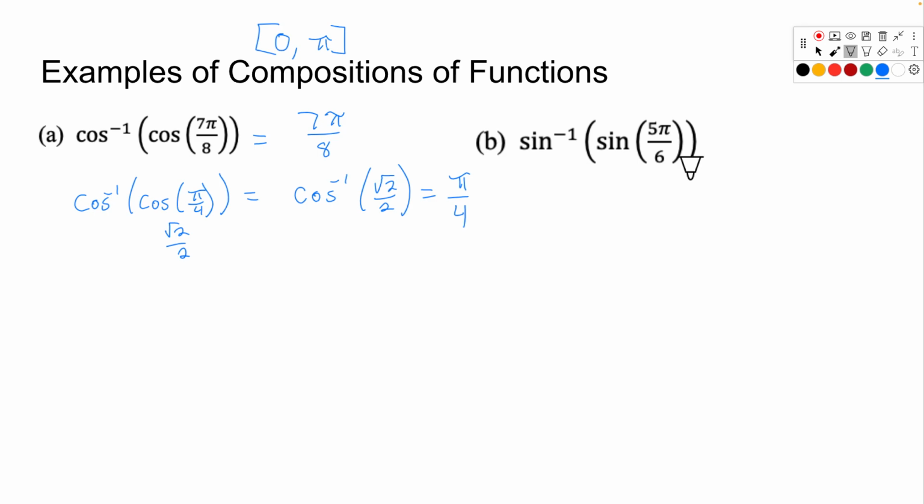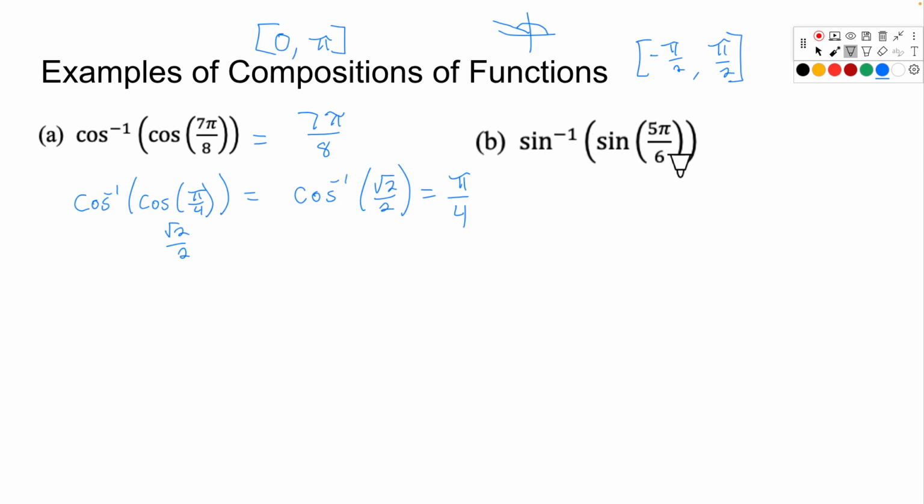Is 5 pi over 6 part of the range of inverse cosine or inverse sine? Well, inverse sine, the range goes from negative pi over 2 to pi over 2. Where is 5 pi over 6? 5 pi over 6 is over here. It's in the second quadrant. It's outside of that circle. So we can't just say that inverse sine undoes sine. We can't just do that. We have to kind of walk through.